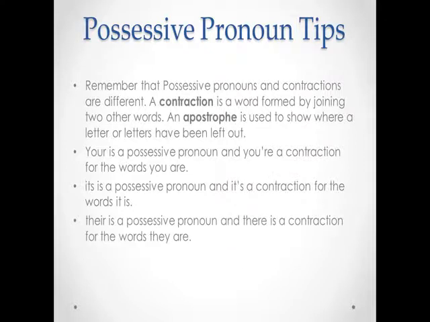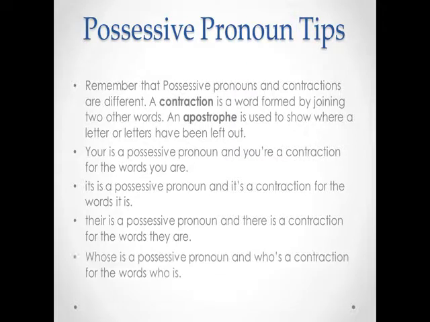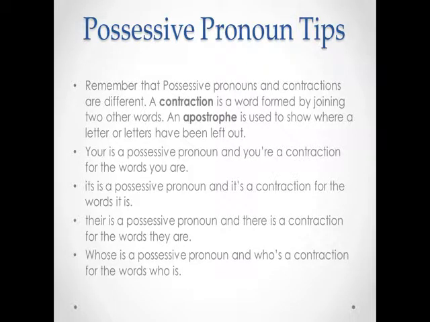Their is a possessive pronoun, and they're is a contraction for the words they are. Oh, I spelled that wrong. I actually made a mistake here. I think I meant to do T-H-E-Y apostrophe R-E, and so that's where the mistake is there. Please forgive me. Whose is a possessive pronoun, and who's is a contraction for who is. So just kind of keep those little things in mind.